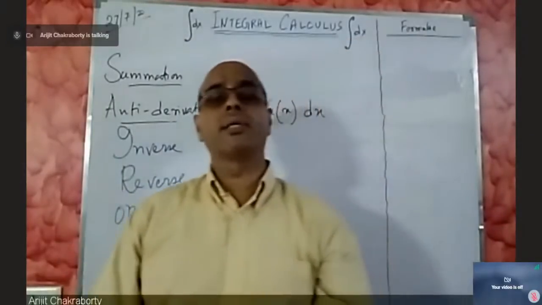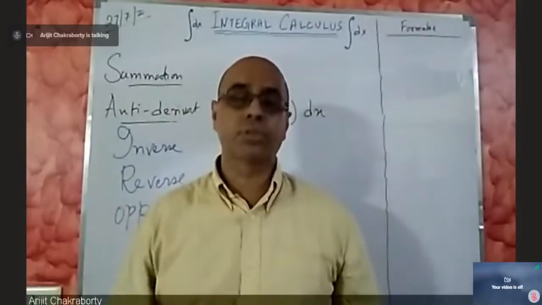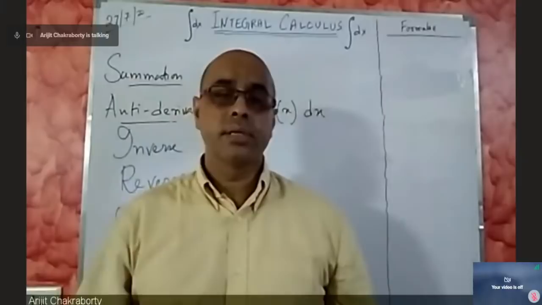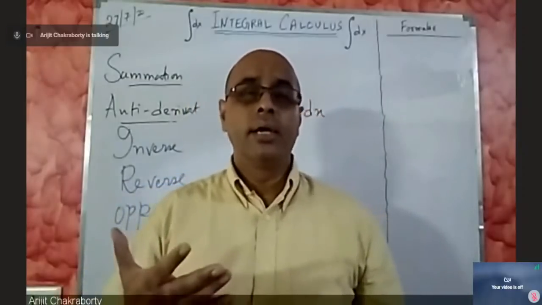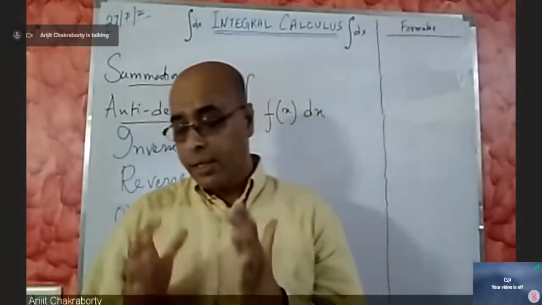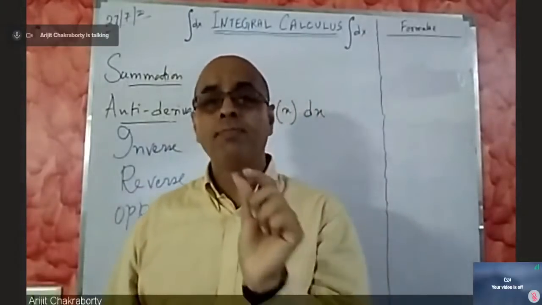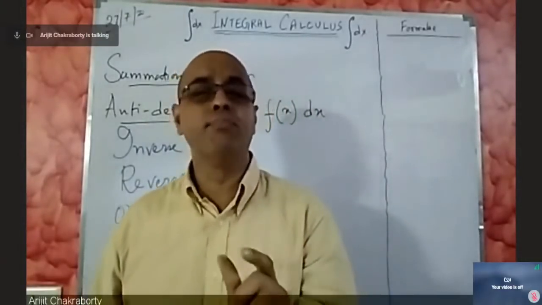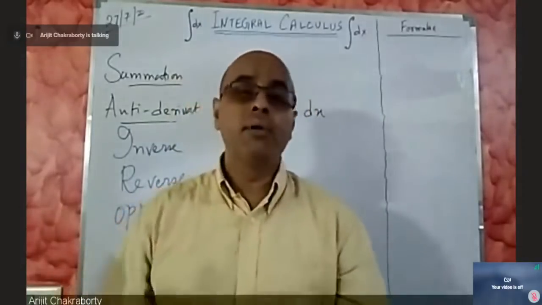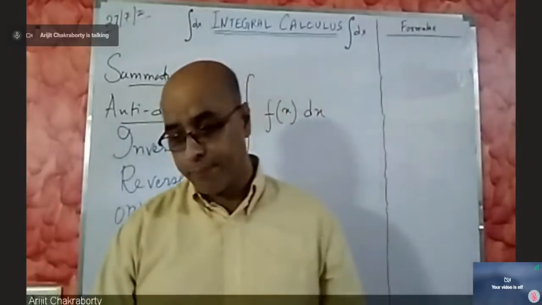Initially, if you see long back when integral calculus was first introduced by the celebrities of physics and science, Sir Isaac Newton and Leibniz, both of them independently discovered calculus, and initially the idea was to add together infinitesimal small portions. Infinitesimal means very small portions. The idea was to sum them up, to integrate them, and that is how integral calculus came.